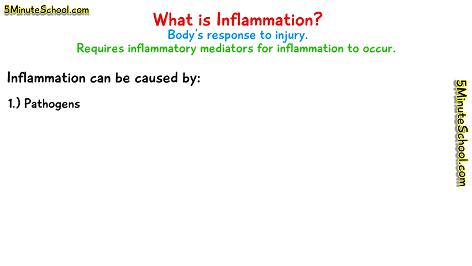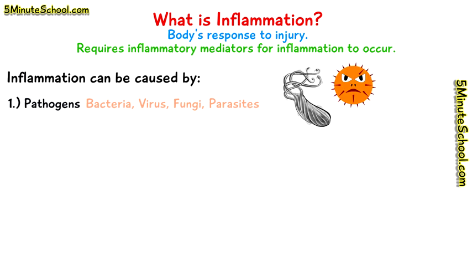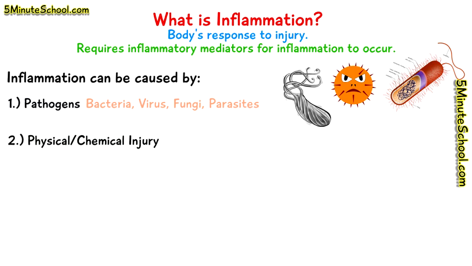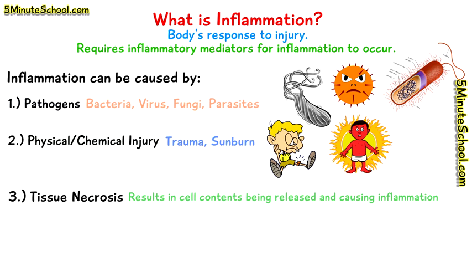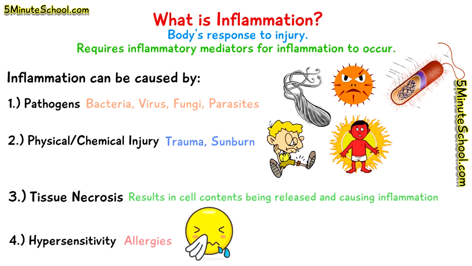It can be due to bacteria, viruses, fungi, and parasites. It can be due to physical or chemical injury, and this can either be with trauma or sunburn. It can be due to tissue necrosis, which can happen via trauma or ischemia, which results in the release of cell contents and causes inflammation. Or it could be due to varying types of hypersensitivity.